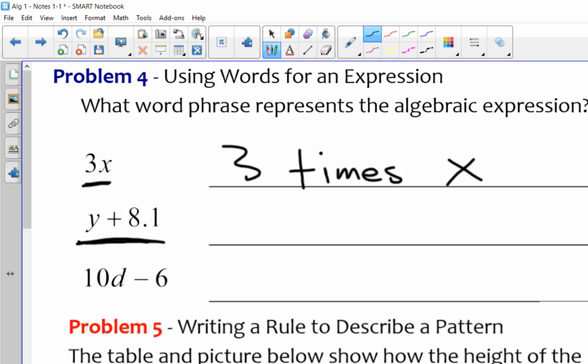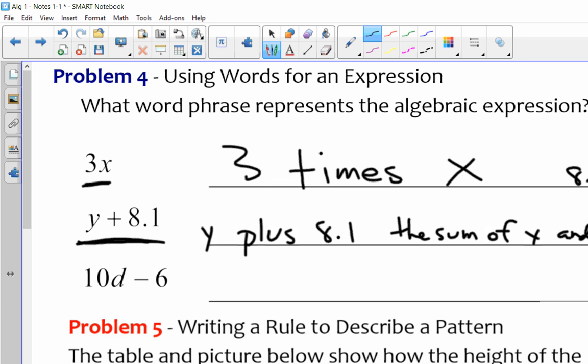I'm just going to write this one the way I see it, but I'll do it another way. I'm going to go y plus 8.1. Some people get fancier: the sum means the answer to addition of y and 8.1. Or we could do it like they were doing it to us. We could use more than, less than. So remember to flip it: 8.1 more than y. Okay, all 3 of those are correct.